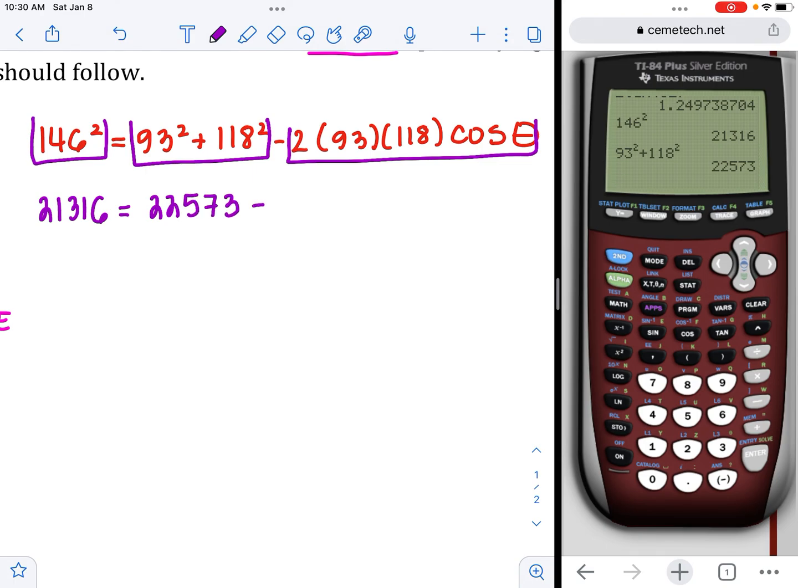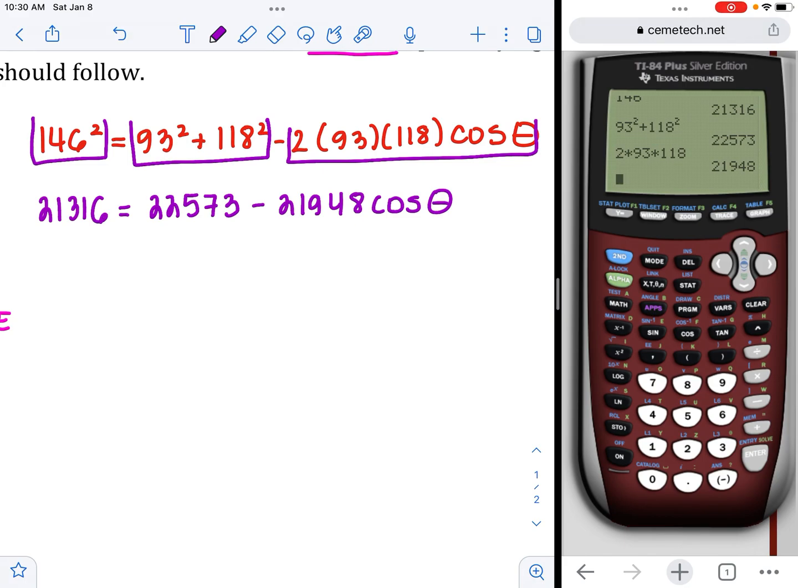22,573. Minus, and then I'm going to multiply those three numbers. 2 times 93 times, oops, that's not 2, see? If you look, you'll find your mistakes. Times 93 times 118. And I get 21,984. Sorry, 948. Cosine of theta.